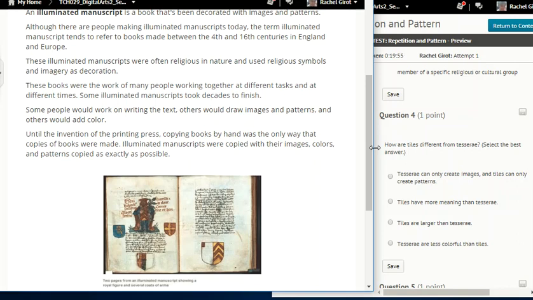These books were the work of many people working together at different tasks and at different times. Some illuminated manuscripts took decades to finish. Some people would work on writing the text, others would draw images and patterns, and others would add color. Until the invention of the printing press, copying books by hand was the only way that copies of books were made. Illuminated manuscripts were copied with their images, colors, and patterns copied as exactly as possible.